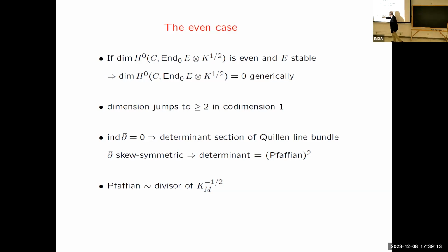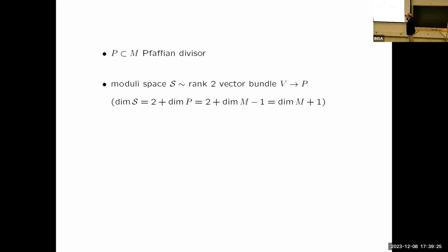So the Pfaffian, what I call the Pfaffian, is the jumping locus in this case, a divisor of the canonical bundle to the minus a half. I call it P. So P is this Pfaffian divisor. Then this Spinor-valued moduli space, on a big open set, looks like a rank 2 vector bundle over this divisor. Of course, the dimension is still n plus 1, because we go down one dimension and then up to 2 dimensions.